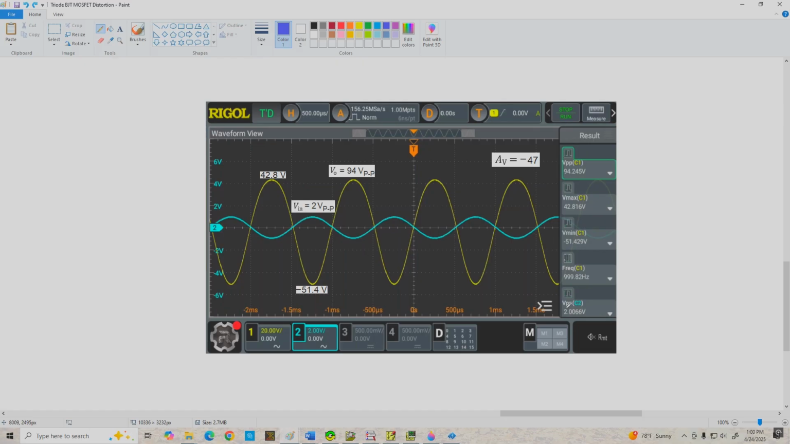Here we're using a 2 volt peak to peak input signal swing, and we're getting about 94 volts peak to peak out. We can see there is the classic squashing and stretching starting to show on the output waveform, but it's still not that bad. We have a positive peak of 42.8 volts. Our negative peak is minus 51.4 volts. So there's more asymmetry, but again, it's not that bad. So at this point, let's just do a comparison of the three devices.